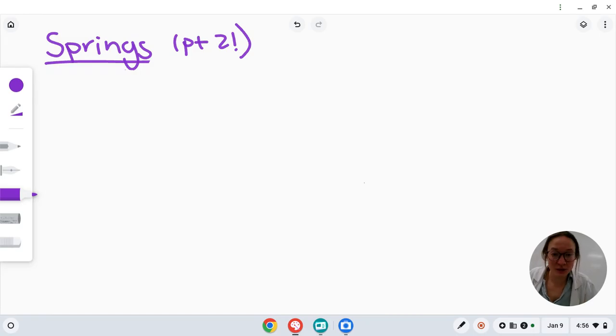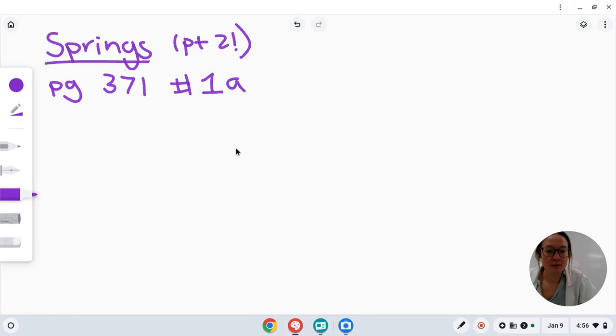Today we talked about springs, and now we're going to do a little bit of a practice problem here together. This practice problem comes from page 371, number 1, Part A in your textbook. I have my book right here. You have your book right in front of you so that you can read along with us. It says, suppose the spring in sample problem A is replaced with a spring that stretches 36 centimeters from its equilibrium position. What is the spring constant in this case?